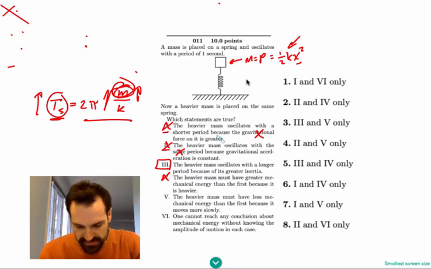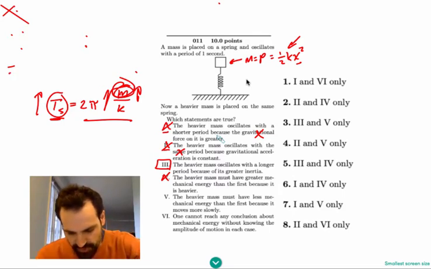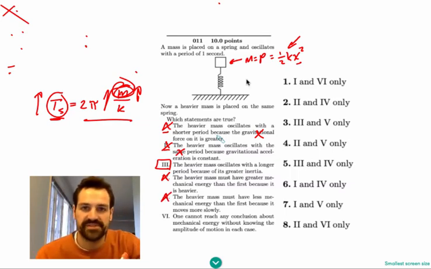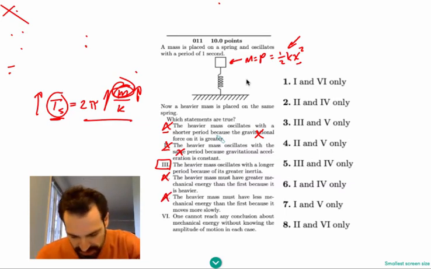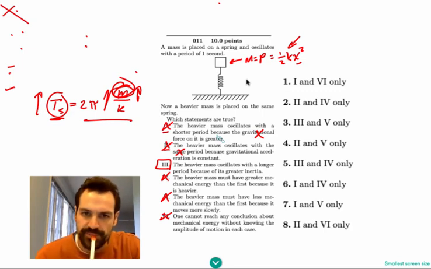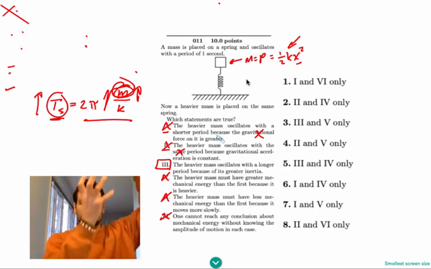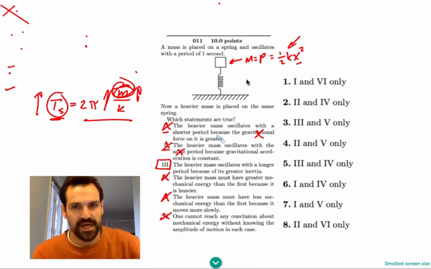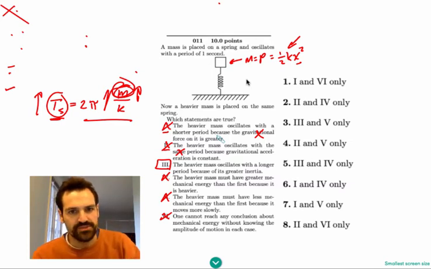5 is the heavier mass must have less mechanical energy because it moves more slowly. Again, mass isn't playing a factor in the potential energy, and one cannot reach any mechanical energy without knowing the amplitude of motion in each case. Oh, that could change things. But I'm going to assume it doesn't. I assume based on the question that they're placing it when it's already at the maximum amplitude, so it shouldn't change it. No, I'm definitely wrong on that. So actually, I do think that's true.